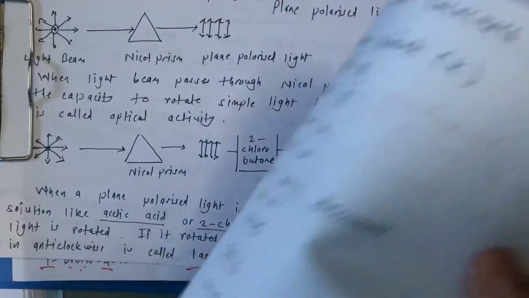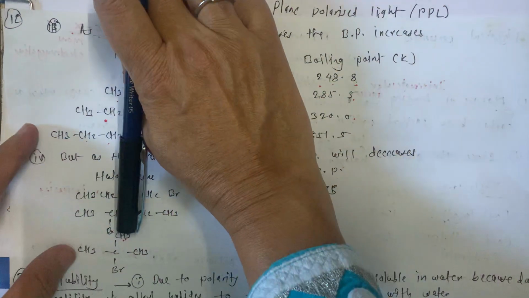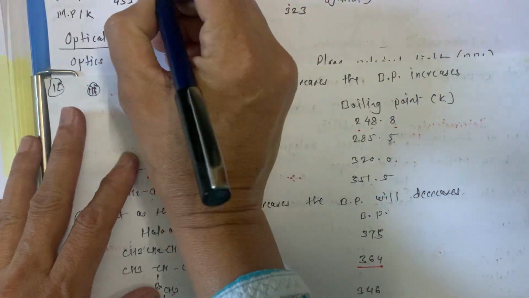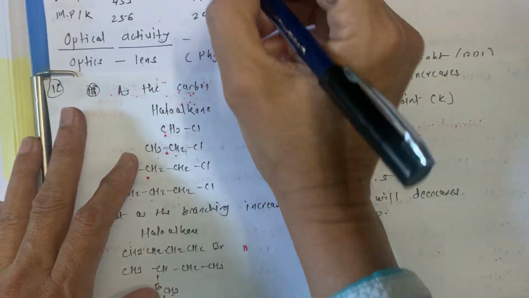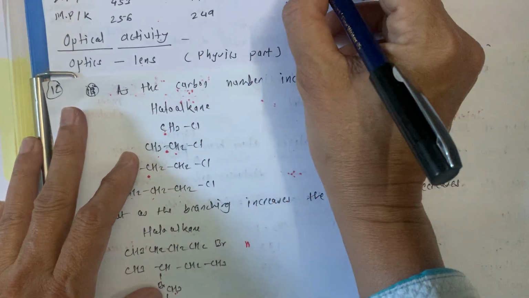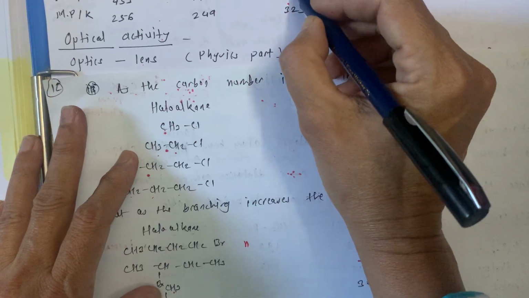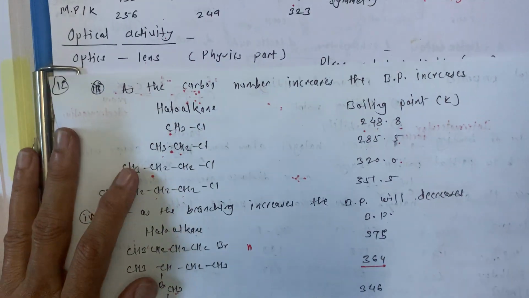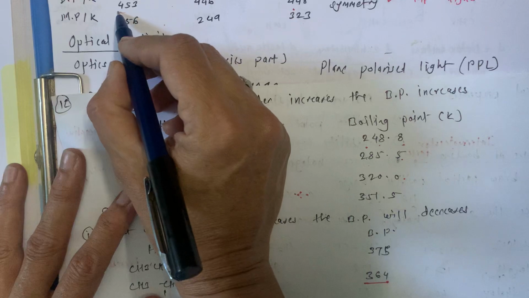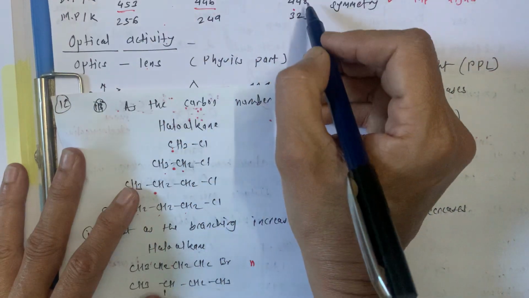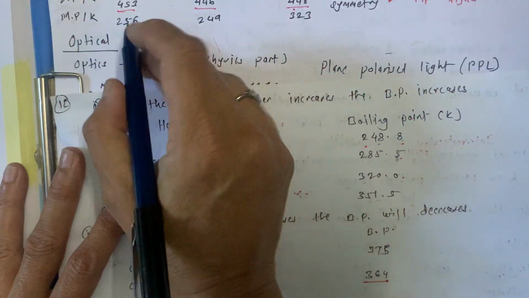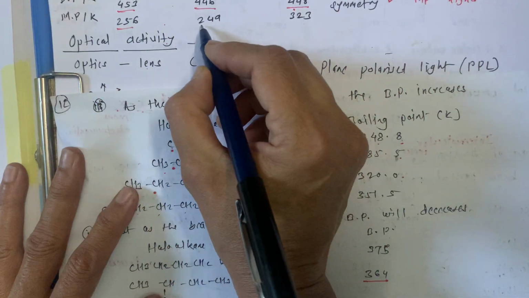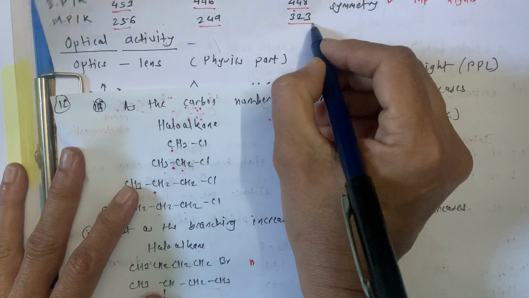What is given? This is the ortho compound. With respect to this chlorine, this chlorine is ortho. With respect to this chlorine, this chlorine is meta. With respect to this chlorine, this chlorine is para. Okay, now what is the boiling point? Here it is 453, 446 and here a little bit increased, 448. While the melting points here are 256, this is 249 and this is 323.